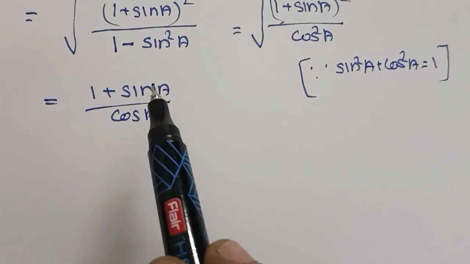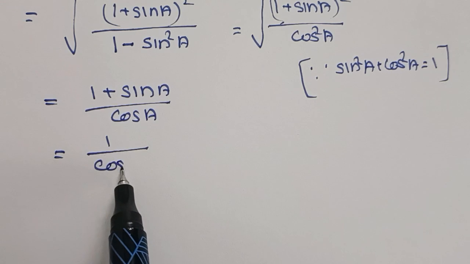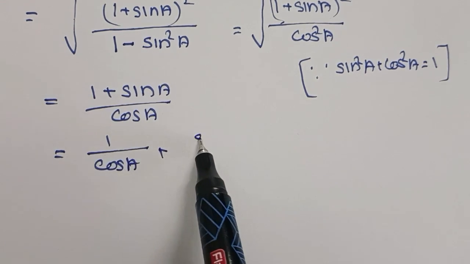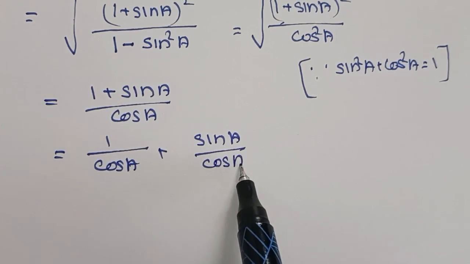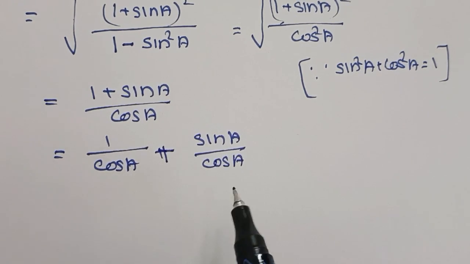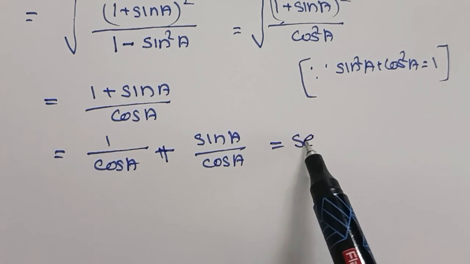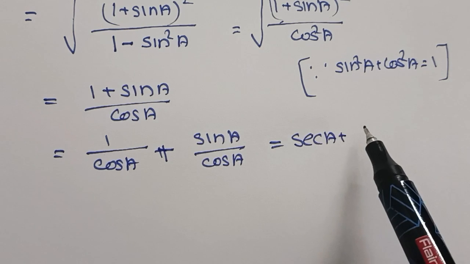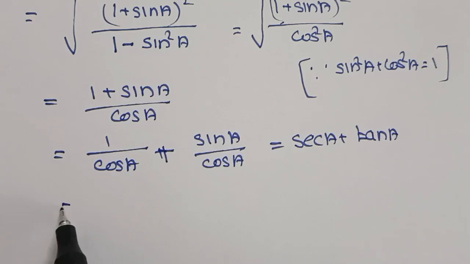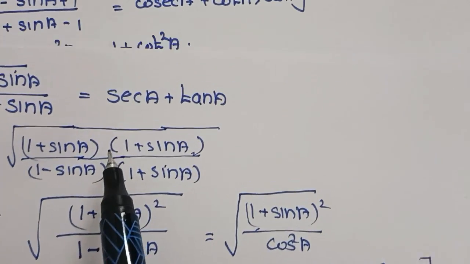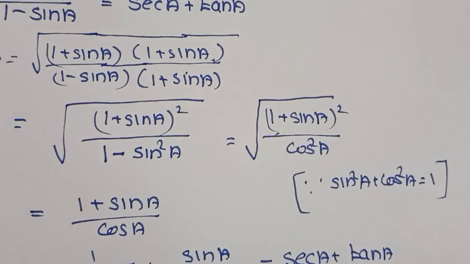Now splitting the denominator, we get this is equal to 1 divided by cos A plus sin A divided by cos A. 1 by cos A equal to sec A, plus sin A by cos A equal to tan A. And that is the required RHS, isn't it? Sec A plus tan A, that is the required RHS.